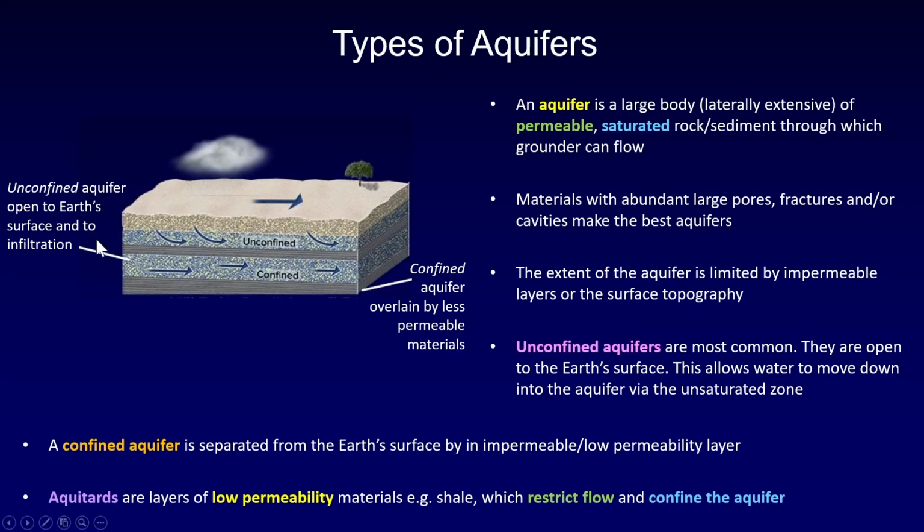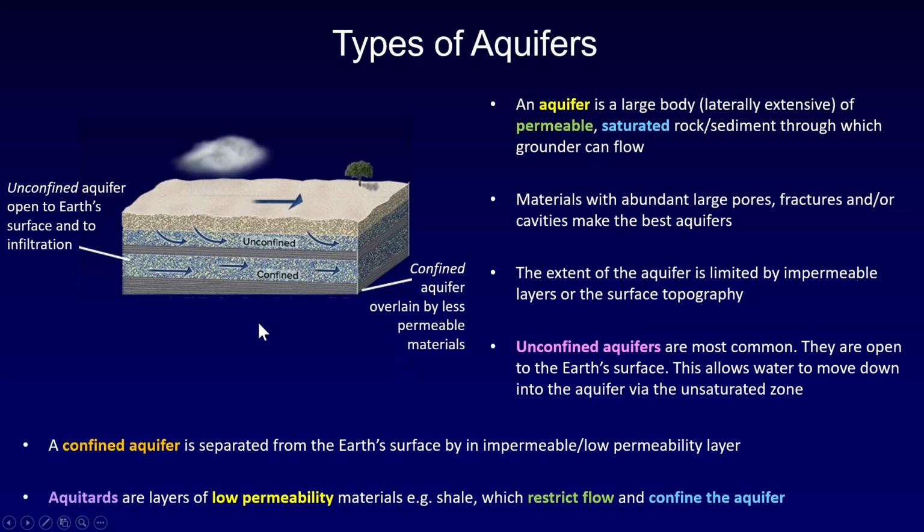Now, a confined aquifer is slightly different. A confined aquifer has impermeable layers above and below it. So we can see that here. Here's our confined aquifer, and it's confined above and below by impermeable materials. Now, in the case of a confined aquifer, the water that's entering it is purely from further upstream. So it's got to come in from another location and flow down through the aquifer here. There's no water coming in from above. It's only from groundwater further up the aquifer.